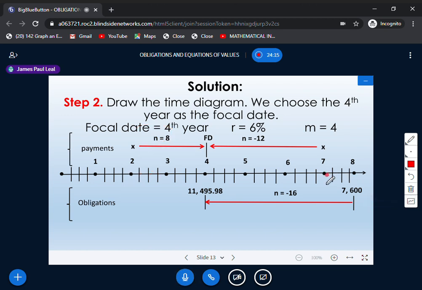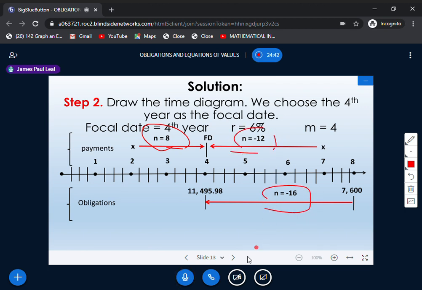And for the seventh year, let's find the n, which is negative 12. Why? Because it talks about the past, so you have your negative. And how do we come up with 12? You just need to count the periods from the 7th year up to the focal date, 4 periods per year. So 1, 2, 3, and so on, you will have negative 12. Now you have here the values of your n.